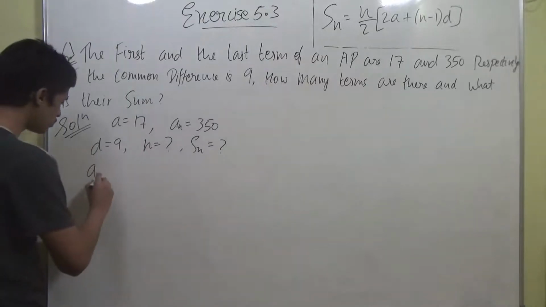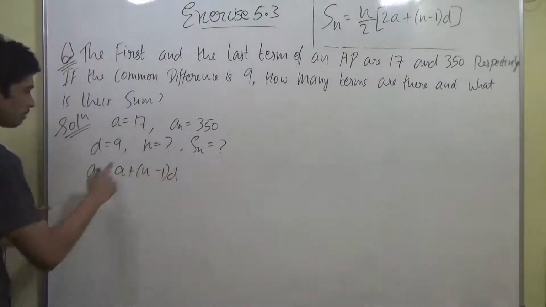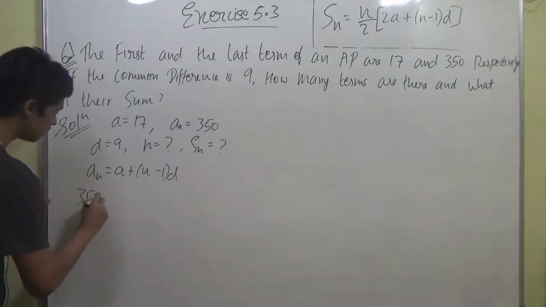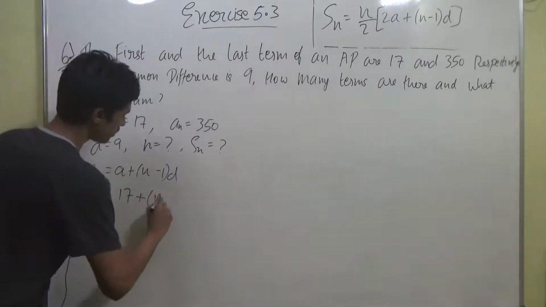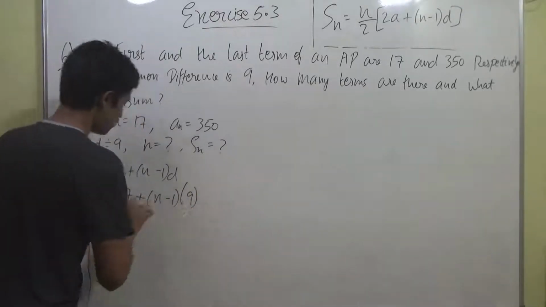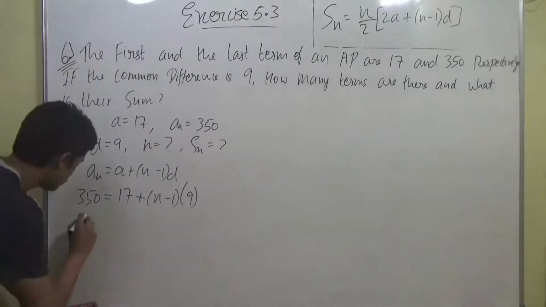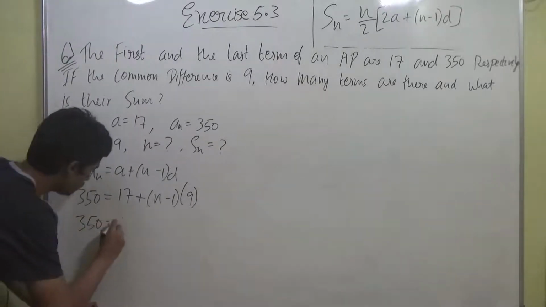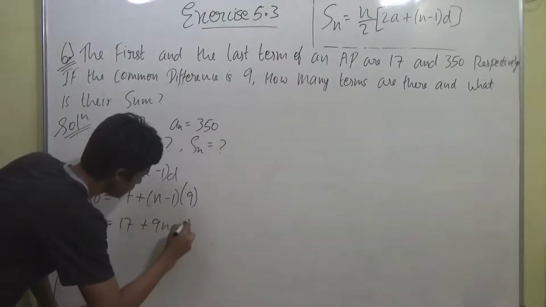So a of n equal to a plus n minus 1 into d. If you apply this formula, a of n will become 350 equal to a equal to 17 plus n is something which we want to find out now, and d is equal to 9. Now solving this equation we'll be able to find the value of n, right? So let's start expanding this. 350 equal to 17 plus 9n minus 9.